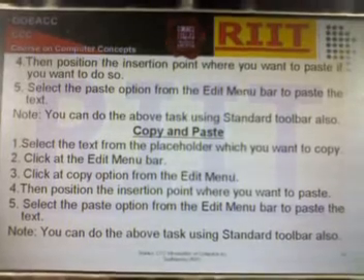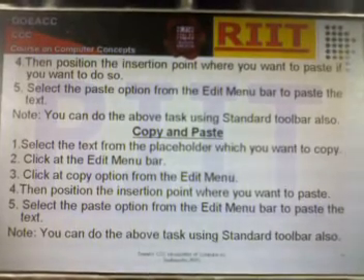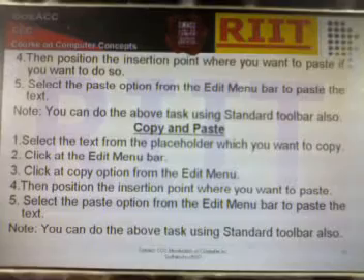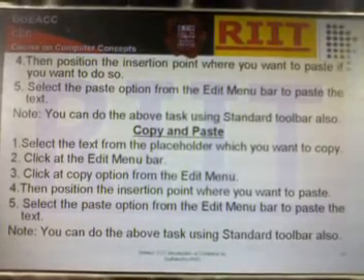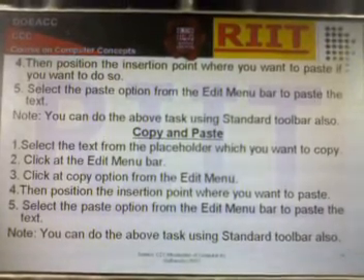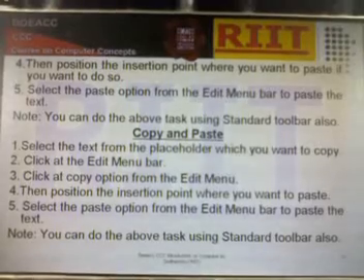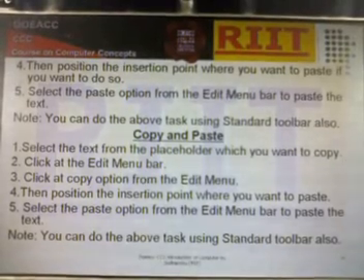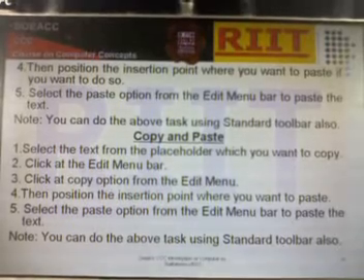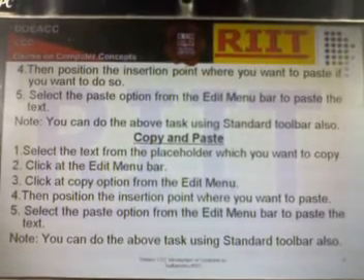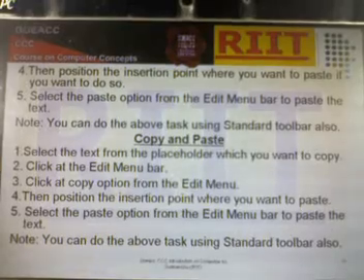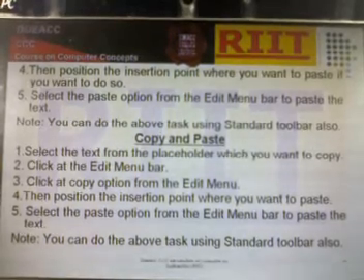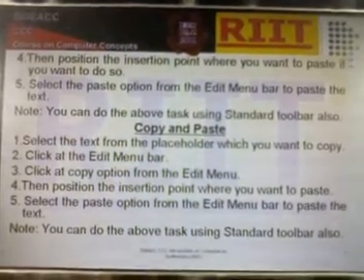Copy and paste. Select the text from the placeholder which you want to copy. Click at the edit menu bar. Click at the copy option from the edit menu. Then position the insertion point where you want to paste. Select the paste option from the edit menu bar to paste the text. You can do the above task using the standard toolbar also.